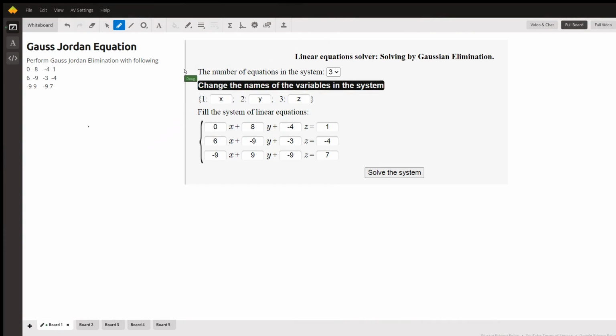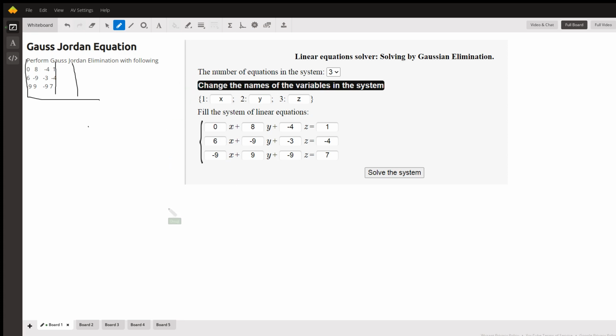Okay, this question asks to solve a system of equations using Gauss Jordan elimination. I'm assuming that this is the augmented matrix right here, and that the 0, 8, 4, -4, etc. represent coefficients of x, y, and z, for example. And this is a website for actually doing that.